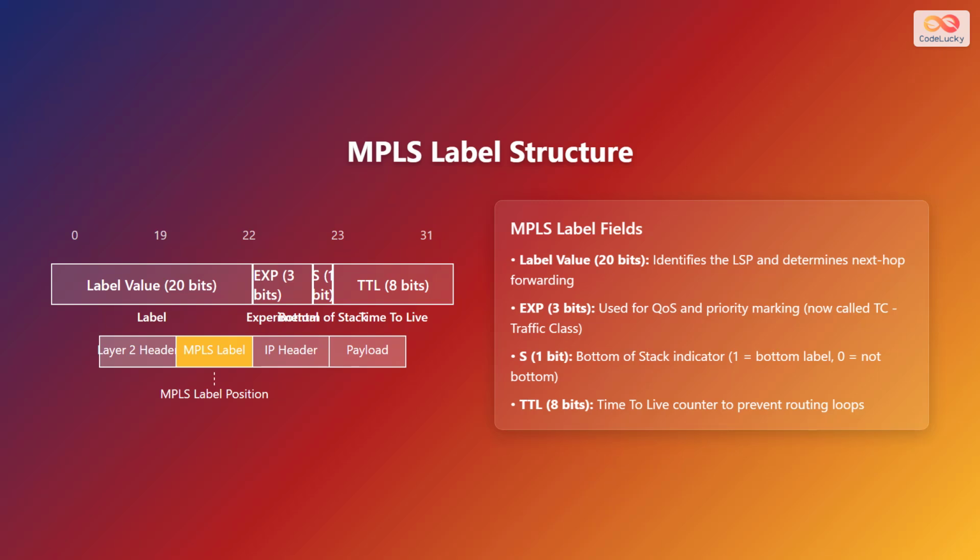When we look at the position of the MPLS label in a packet, you can see that it is positioned between the Layer 2 header and the IP header. This placement allows MPLS to streamline the routing process efficiently.